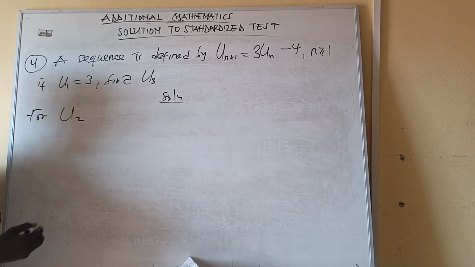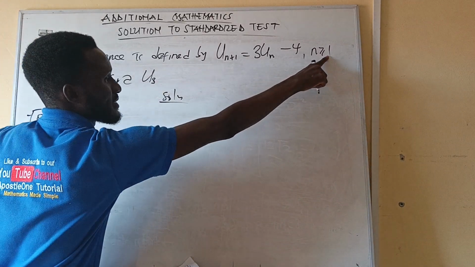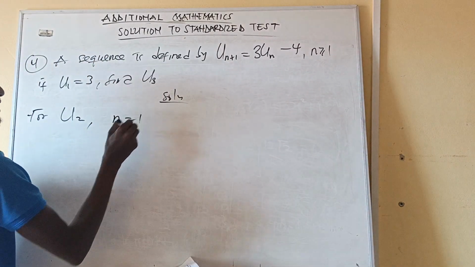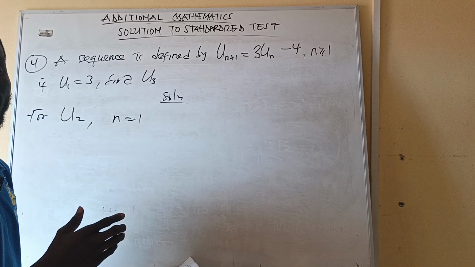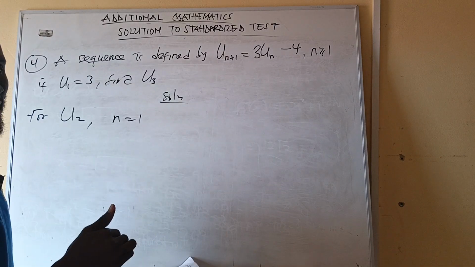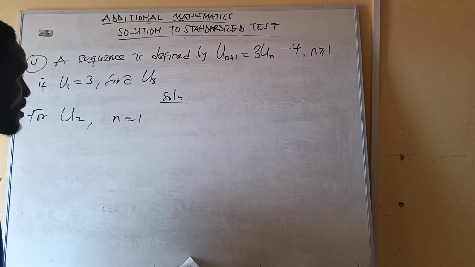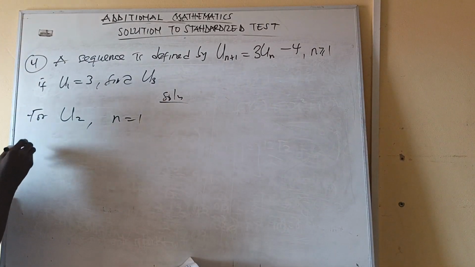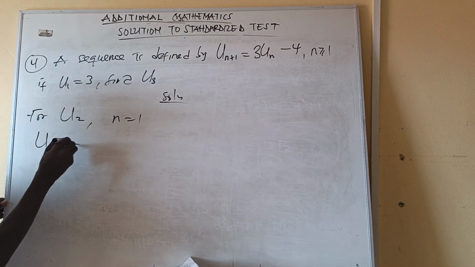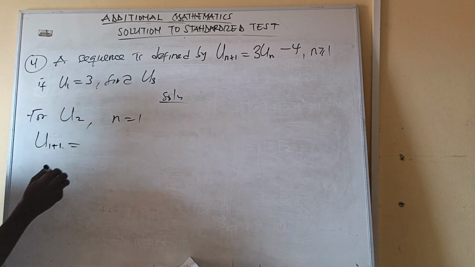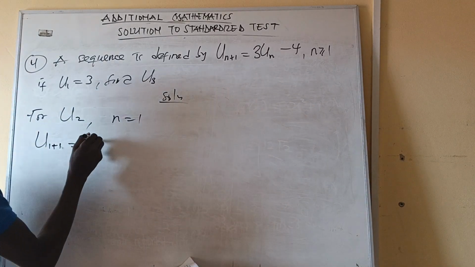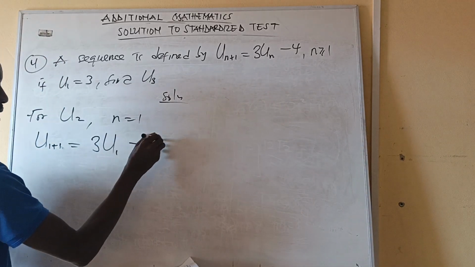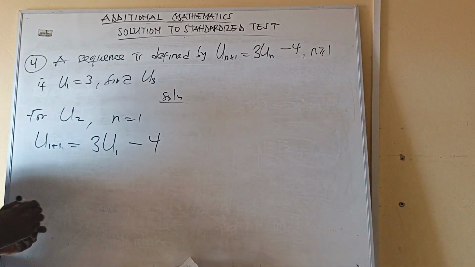So for u2, I need to continue by stating n is equal to 1, because n starts from 1 going up, and these are supposed to be whole numbers. Now, where you see n, put 1 there. So I'm going to have u sub 1 plus 1 is equal to 3u sub 1 minus 4.